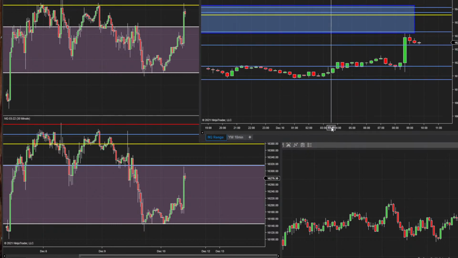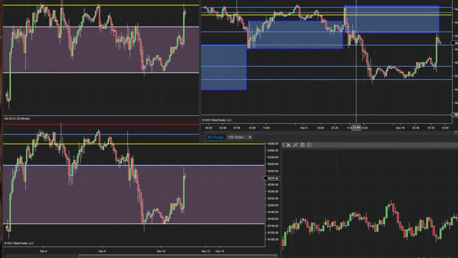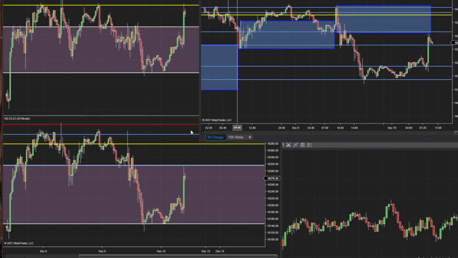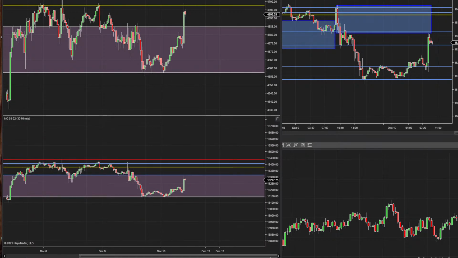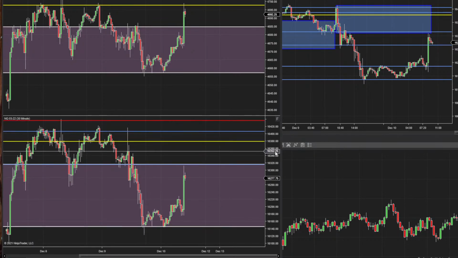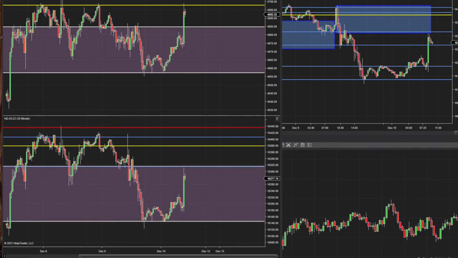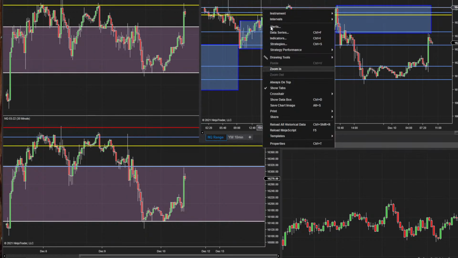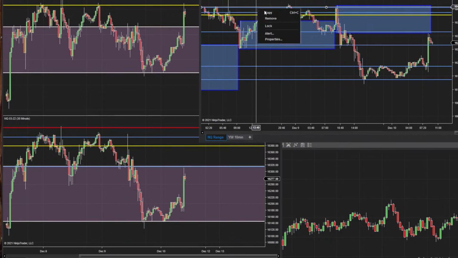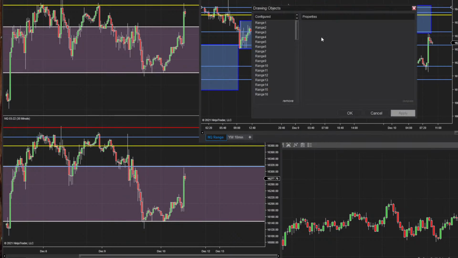Let's see. All right. I need to figure out what I'm doing with this because I really like these levels. Oh, wait. The red level showed up. Maybe, did I add that there? No, maybe it just needed some time. Let's see. Properties.